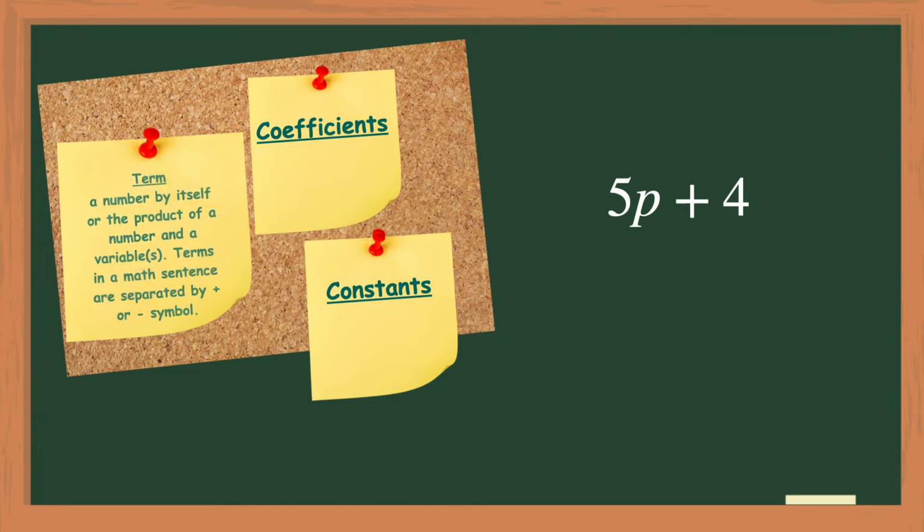A term is a number by itself or a number being multiplied to a variable. Terms are separated by plus and minus signs in a math sentence. So the first term in this expression of 5p plus 4 is the 5p. This is a term because the 5 is being multiplied to the variable of p. After the plus sign, the second term here is 4. So this expression has two terms, 5p and 4.